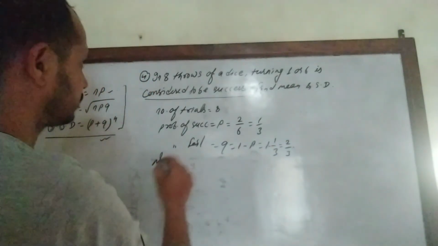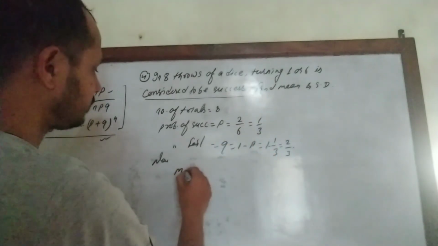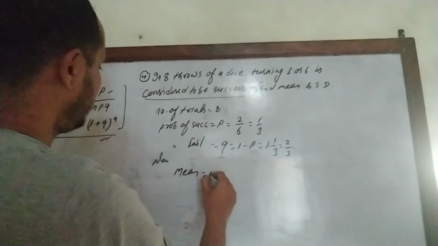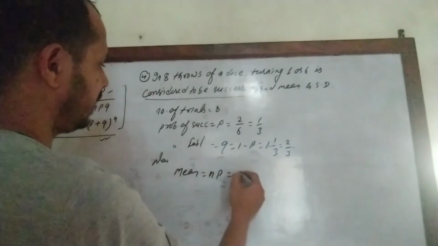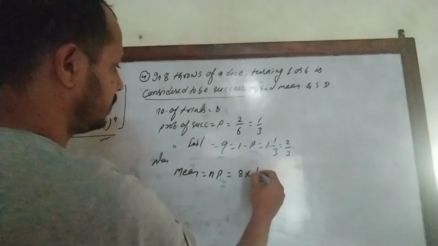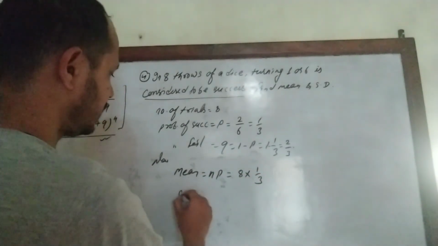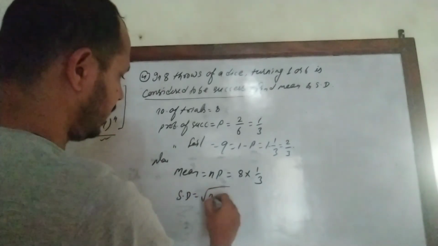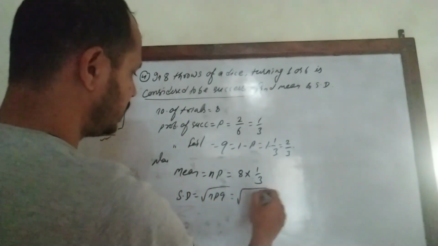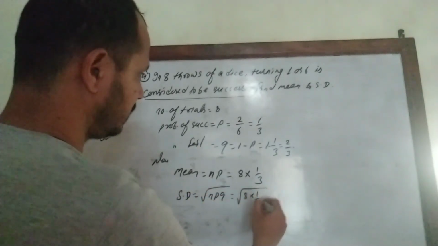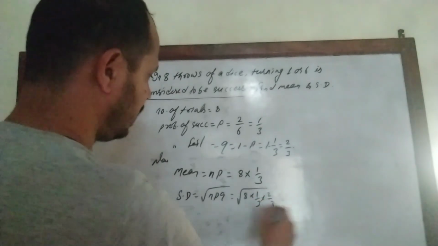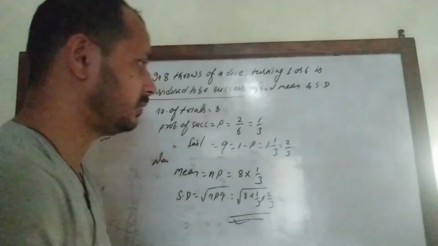Now find the mean. Mean is n into p, put the values: 8 into 1 by 3. Again, standard deviation is the square root of n p q, root under 8 into 1 by 3 into 2 by 3. The simplification will give the value of this.